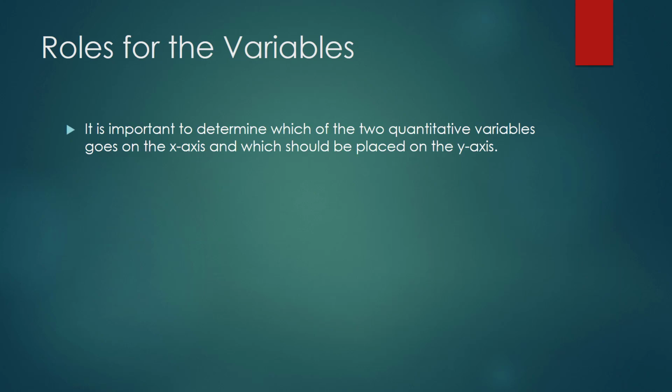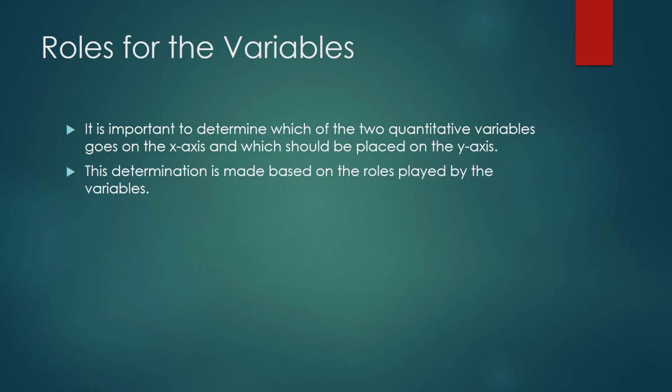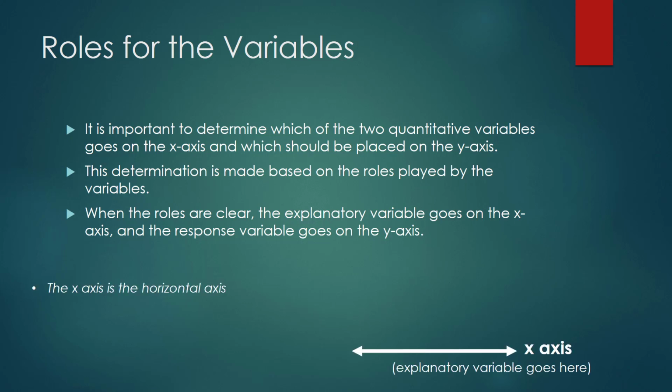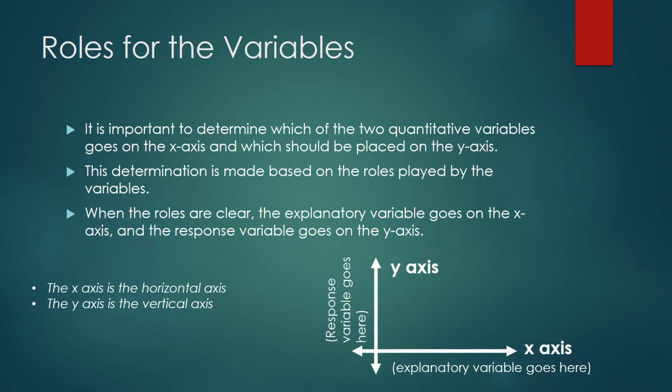Roles for the variables. It is important to determine which of the two quantitative variables goes on the x-axis and which should be placed on the y-axis. This determination is made based on the roles played by the variables. When the roles are clear, the explanatory variable goes on the x-axis and the response variable goes on the y-axis. Remember, the x-axis is the horizontal axis where the explanatory variable goes, and the y-axis is the vertical axis where the response variable goes.